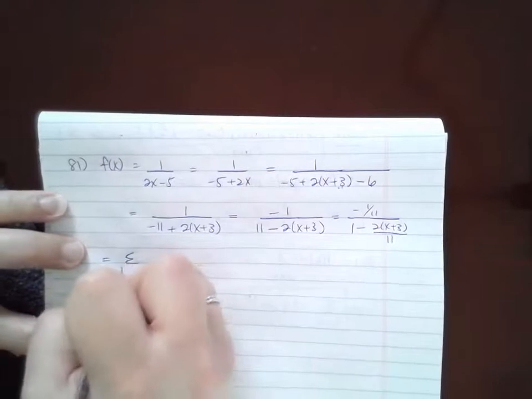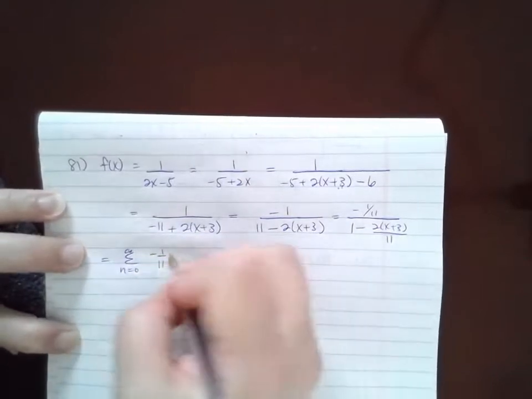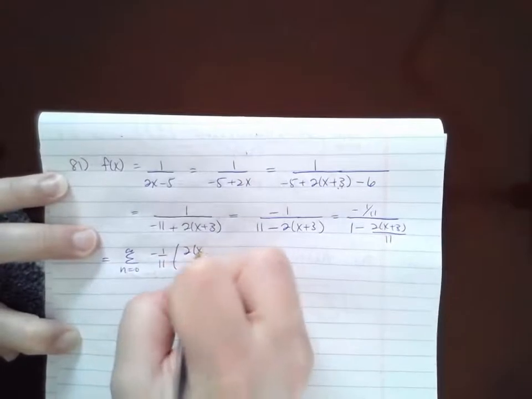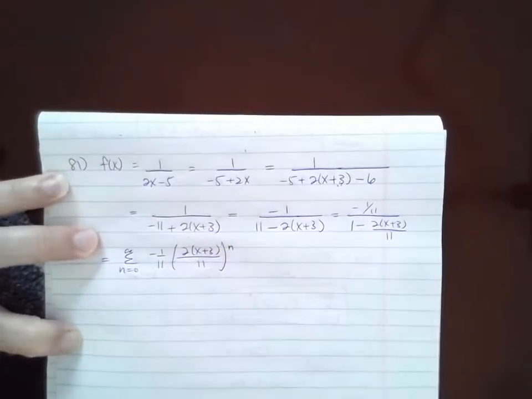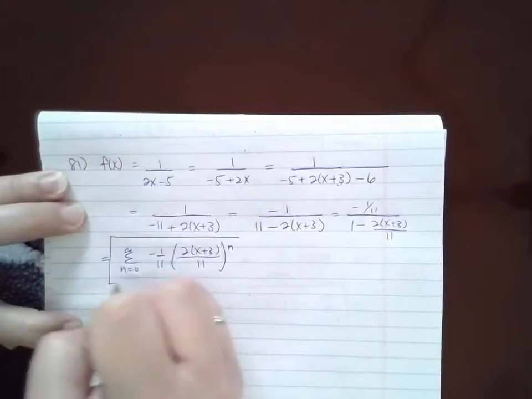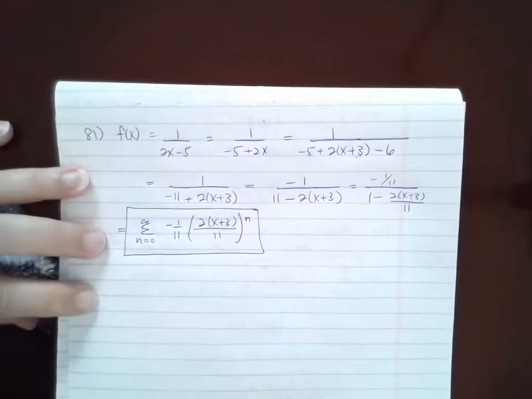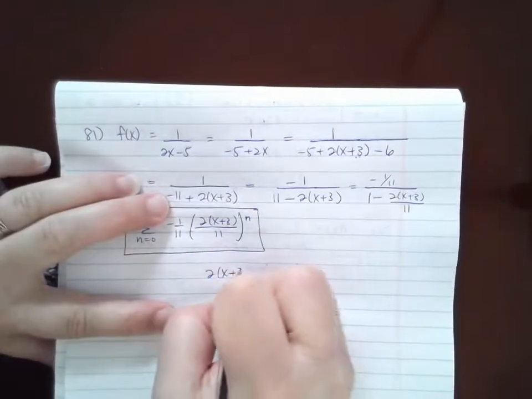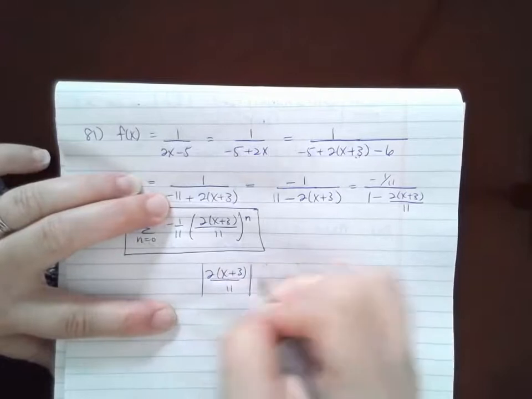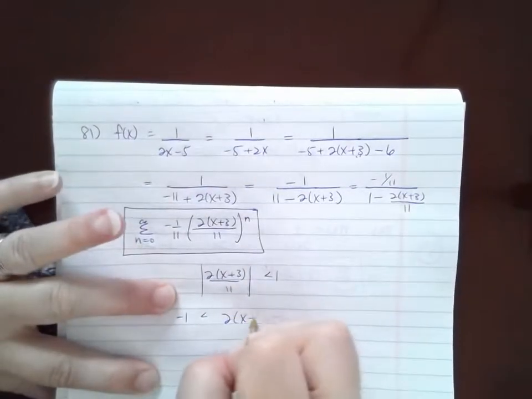My power series goes from 0 to infinity. -1/11 is my a value. The 2x plus 3 over 11 is my r value, raised to the n. You could simplify that numerator as 2x plus 6 if you wanted to make it look a little easier. And then the geometric series says that that 2 times x plus 3 over 11's absolute value is less than 1, which means it's stuck between -1 and +1.